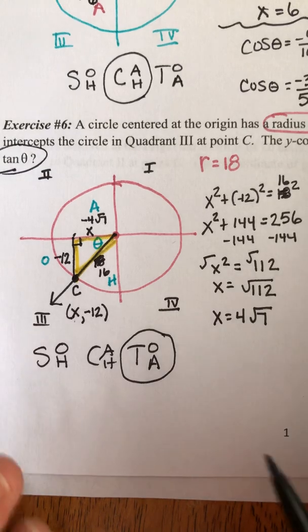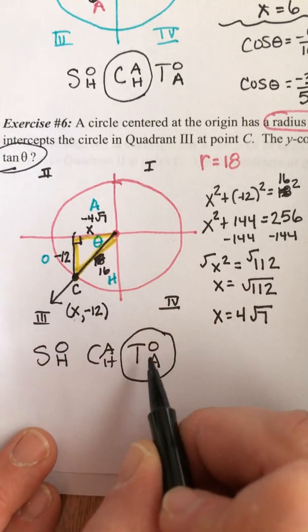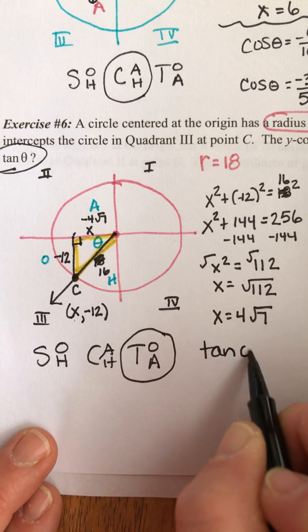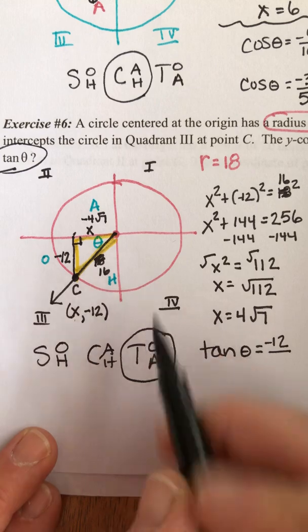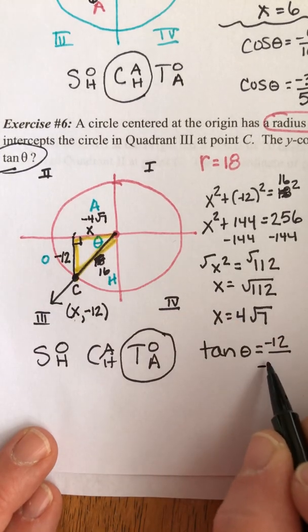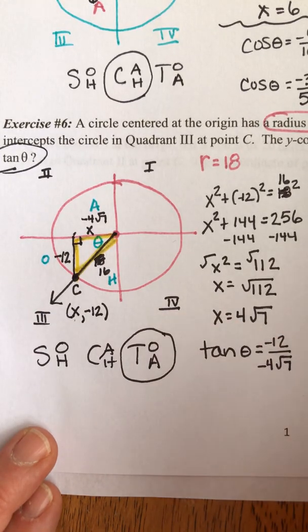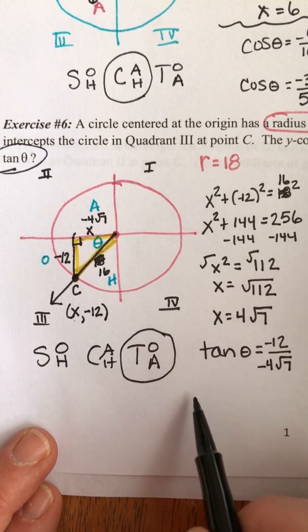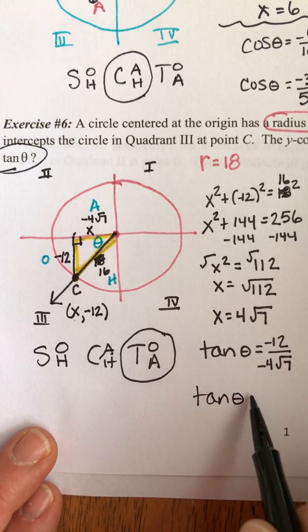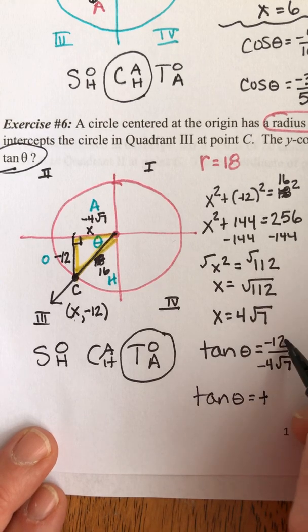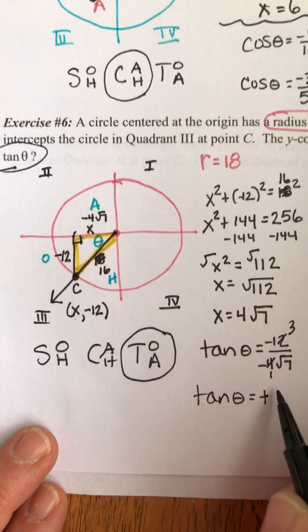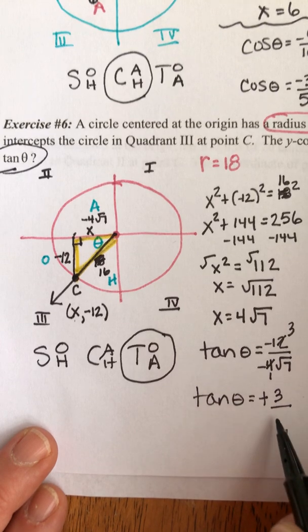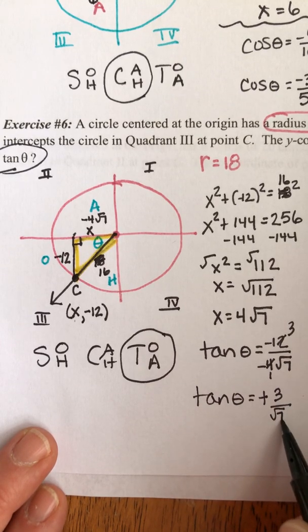All right, so tangent is O over A. So it'd be tangent theta equals side O is negative 12 and A is negative 4 rad 7. I have a negative divided by a negative. That's going to be positive. And then 12 and 4 goes into both of those. 12 divided by 4 is 3, and 4 divided by 4 is 1. So this would be positive 3 over rad 7.